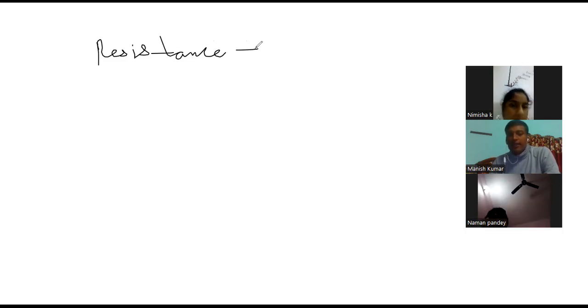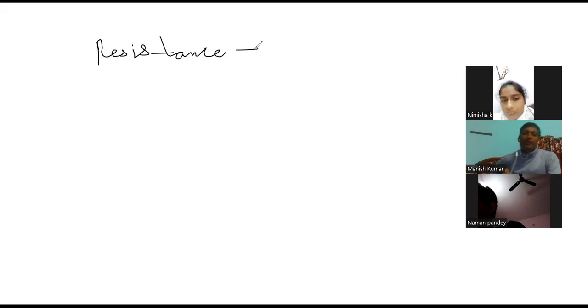Resistance may be defined as the opposition to the flow of electric current. Okay, note it down in your notebook also. Resistance may be defined as the opposition to the flow of electric current in a circuit, or in an electrical circuit.